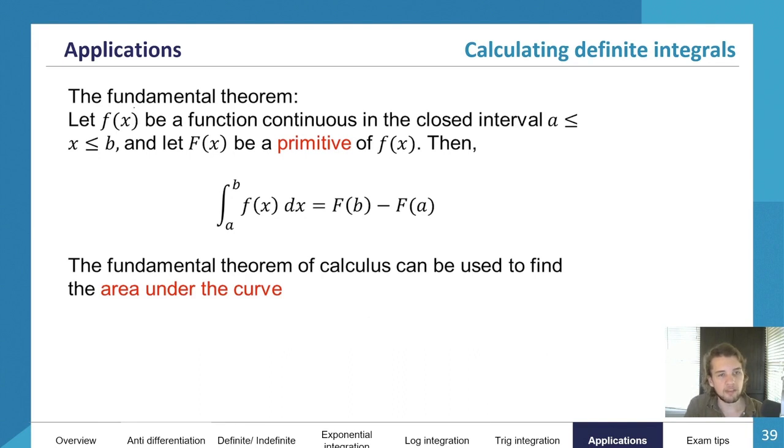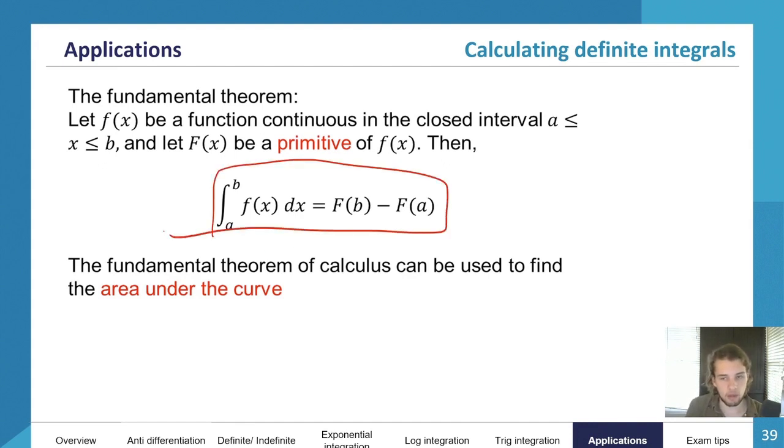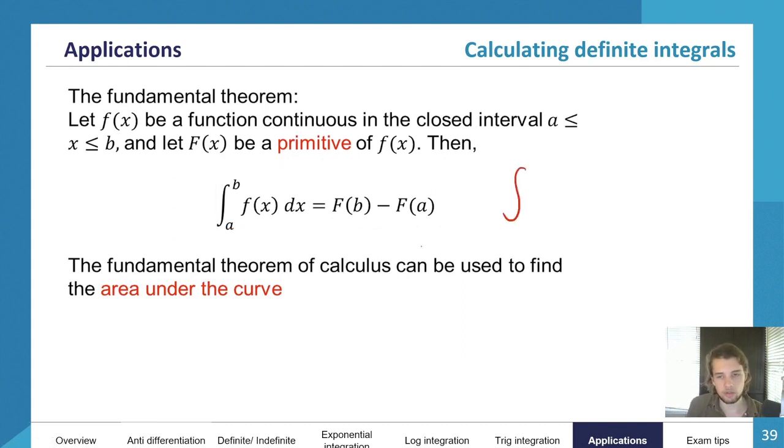So let f(x) be a function continuous in the closed interval a ≤ x ≤ b, and let F(x) be a primitive of f(x). Then, we've already been over this. This is a repeat of the slide of the idea that we can use our basic integral to find our definite integrals. We get our basic integral function, substitute b into it, and then subtract the substitution of a into it, and that gets us the area underneath the curve.